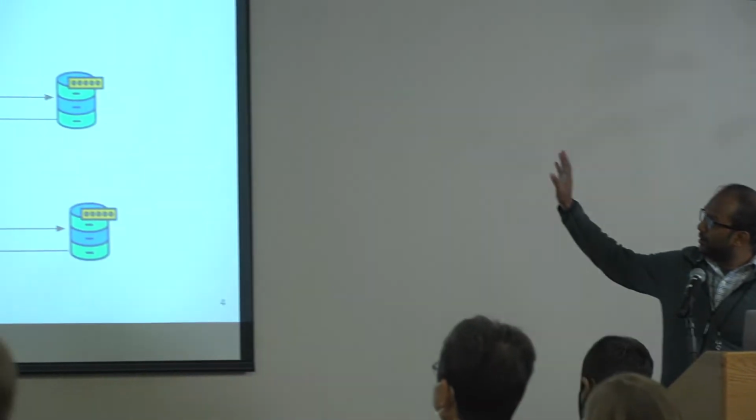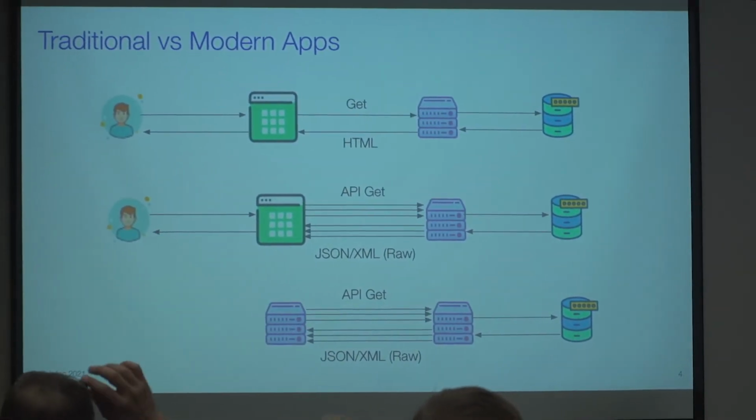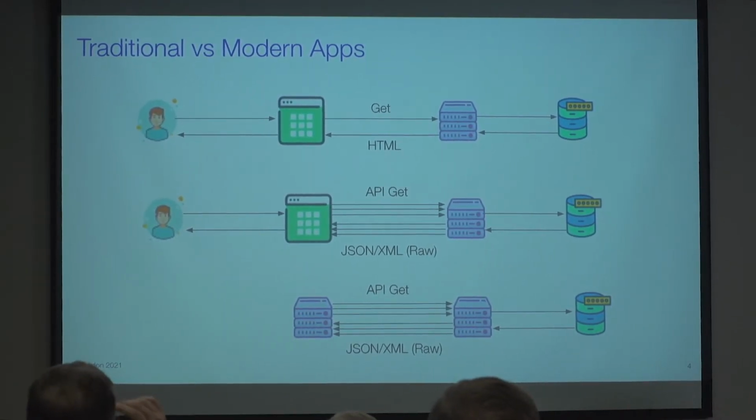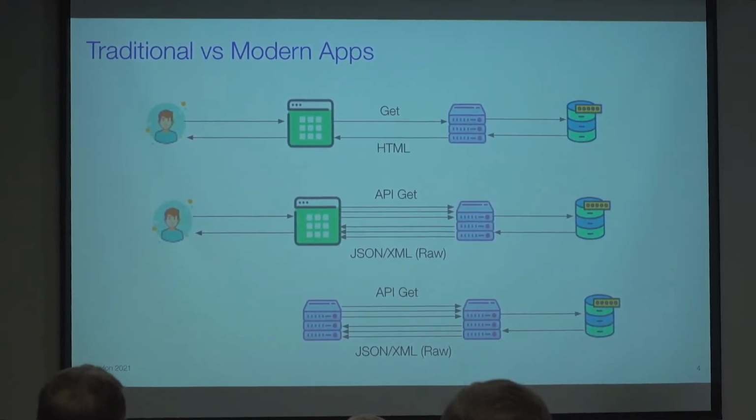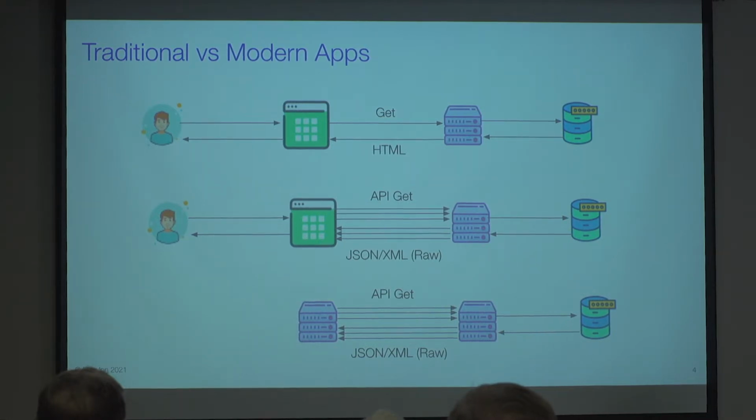So let's start with the difference, right? If you look at the topmost diagram, that's the monolithic architecture where you have the traditional web app serving a web page. So if you think of, let's say, a health application, the application is going to make a call for a health dashboard, and then the server will query the database and return all the data in an HTML view. It's all in a single call.